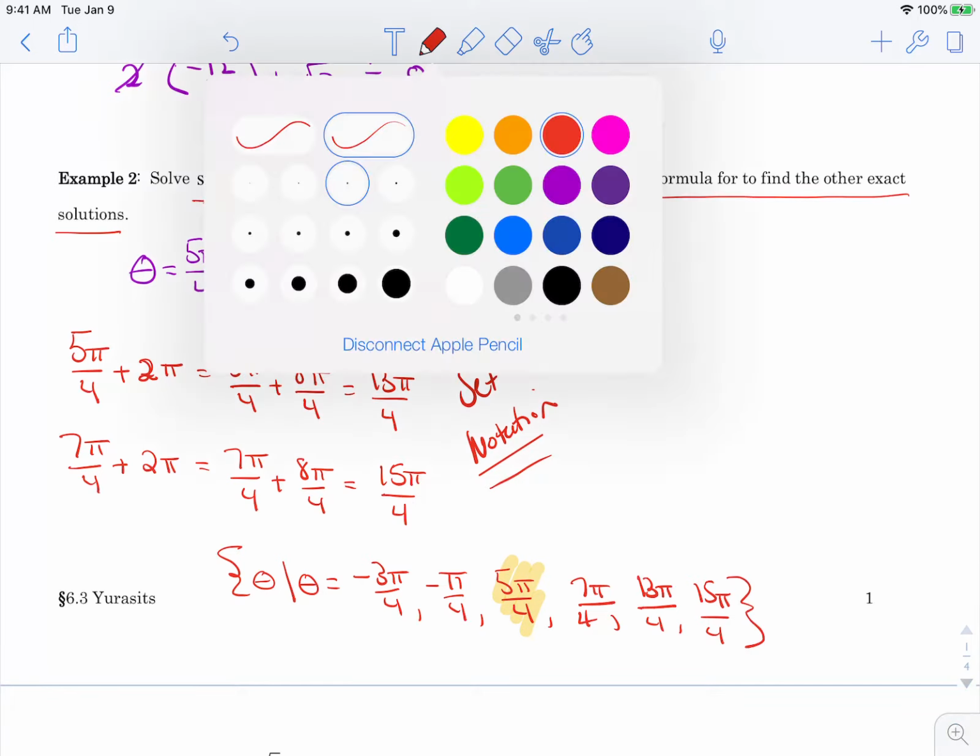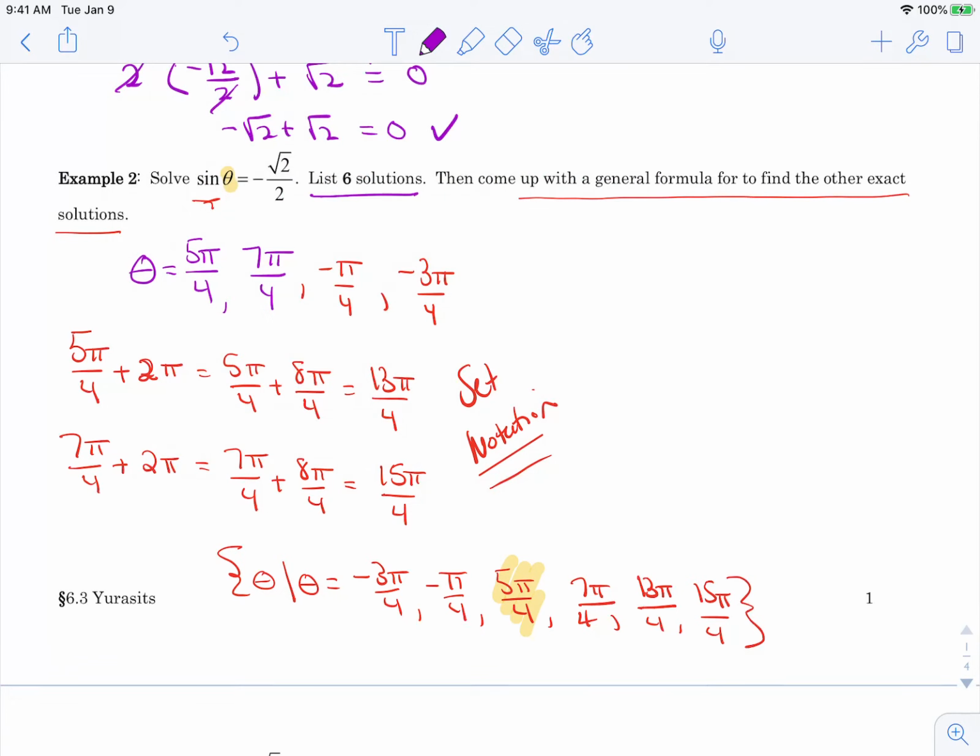So what I can say, bear with me, I can say theta such that theta equals 5 pi over 4 plus 2k pi. What I'm saying there is that I'm adding multiples of 2 pi. But we have no idea what k is, so you have to tell the reader what k is. Now you could say, comma, where k is an integer.